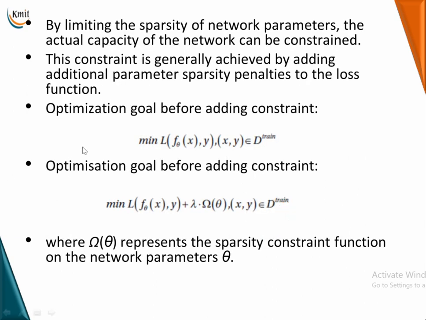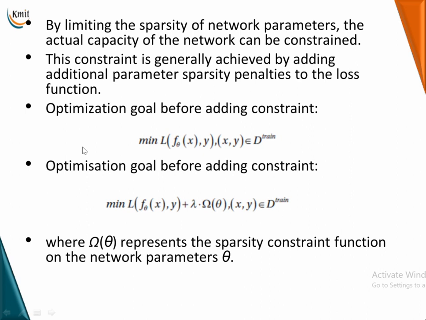Now, by limiting the sparsity of the network parameters, the actual capacity of the network can be constrained. So you have different types of network parameters, right? If you want to limit the sparsity of your network parameters, that means where your network parameters are very few in number, scantiness. These constraints can generally be achieved by adding additional terms, which we call sparsity penalties. These will be added to your loss function.